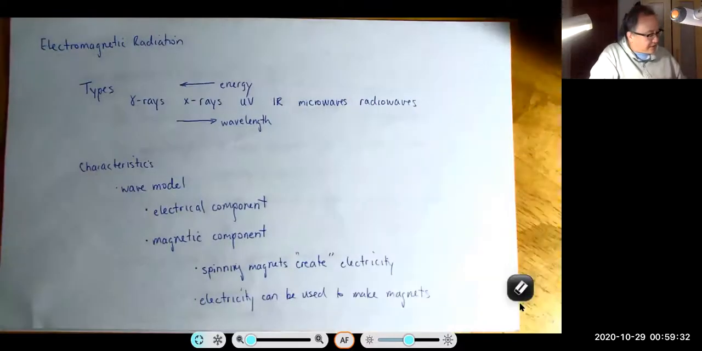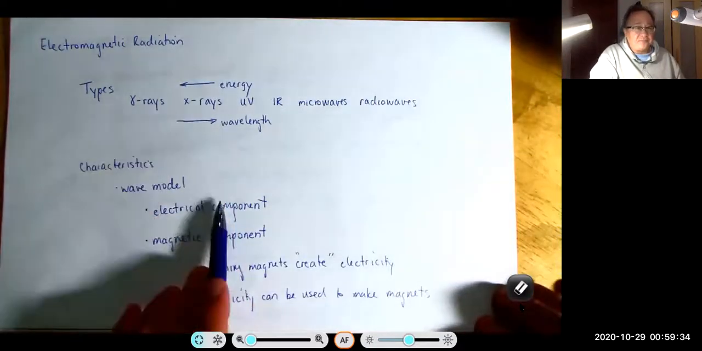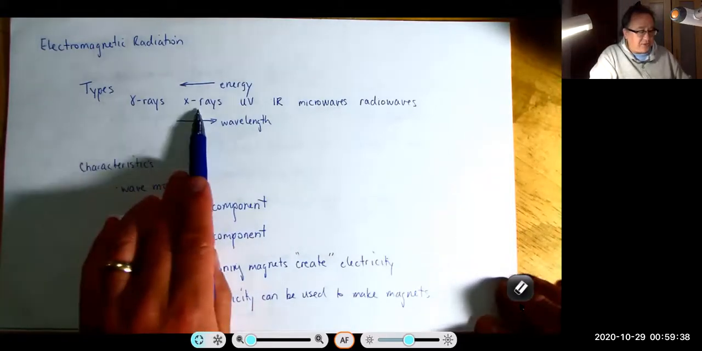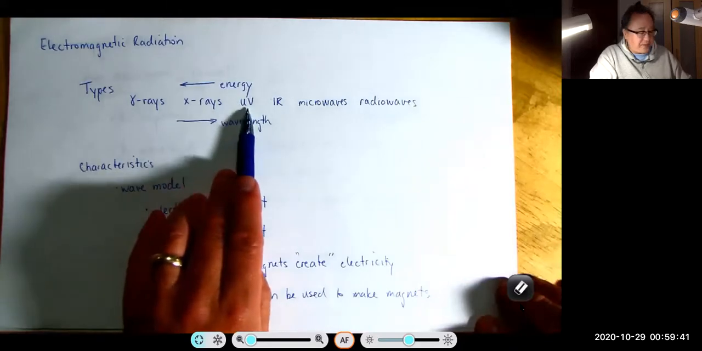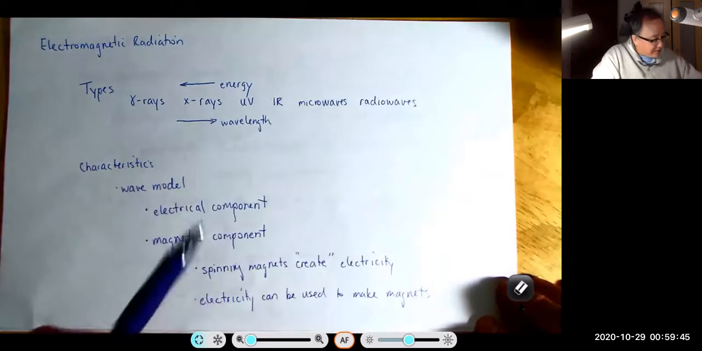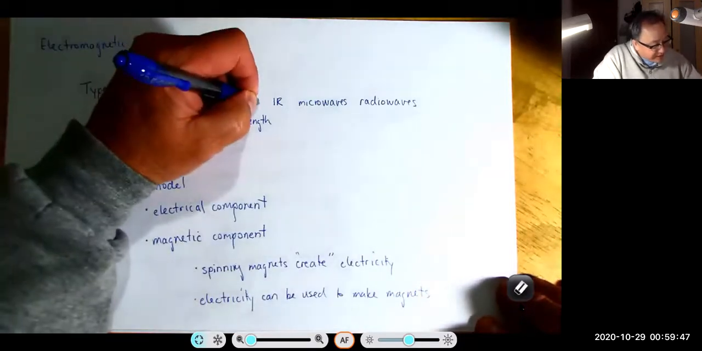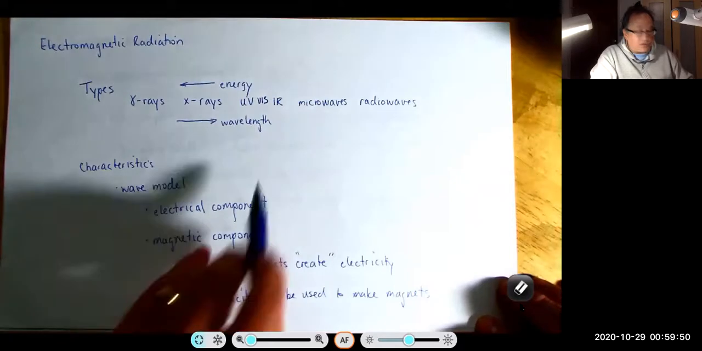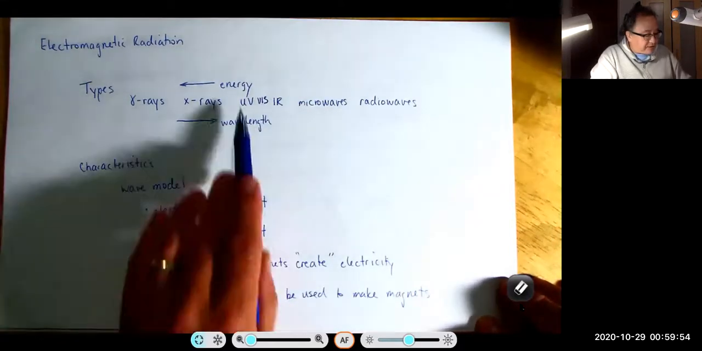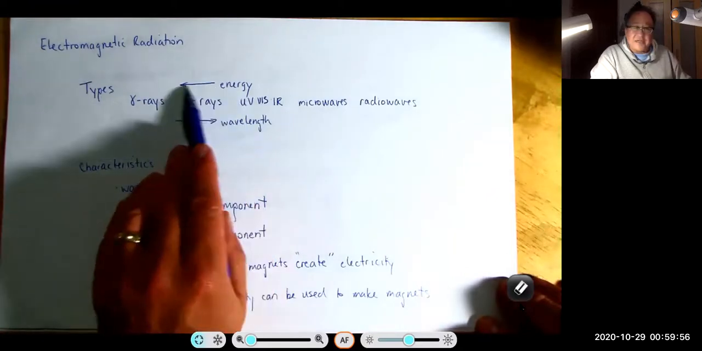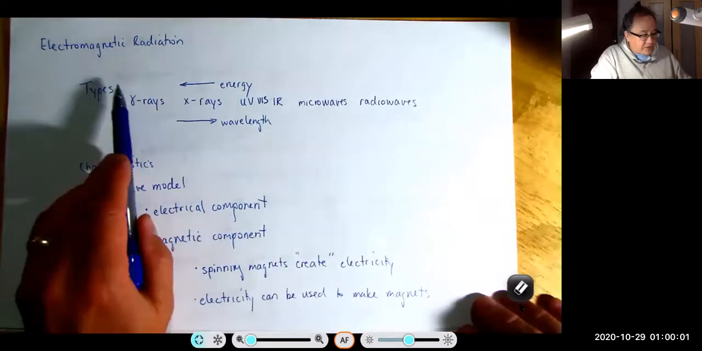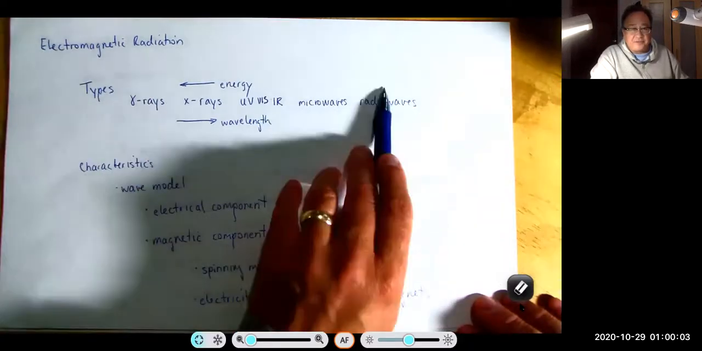You should know the different types of electromagnetic radiation, starting with gamma rays, X-rays, ultraviolet, infrared, microwaves, and radio waves. Now, there is one thing I forgot to put in here, and that's this, VIS. That stands for visible. It goes between ultraviolet and infrared. Now, when you see a word like this and an arrow like this, the arrow always points to what is greater. So gamma rays are greater in energy than radio waves.